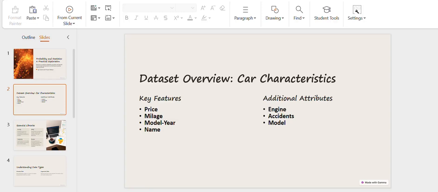Dataset overview, core characteristics, key features. The first key feature is price, the cost of the car. Mileage, how far the car can travel. Model year, the year the car was manufactured. Name, the car's model or brand name.